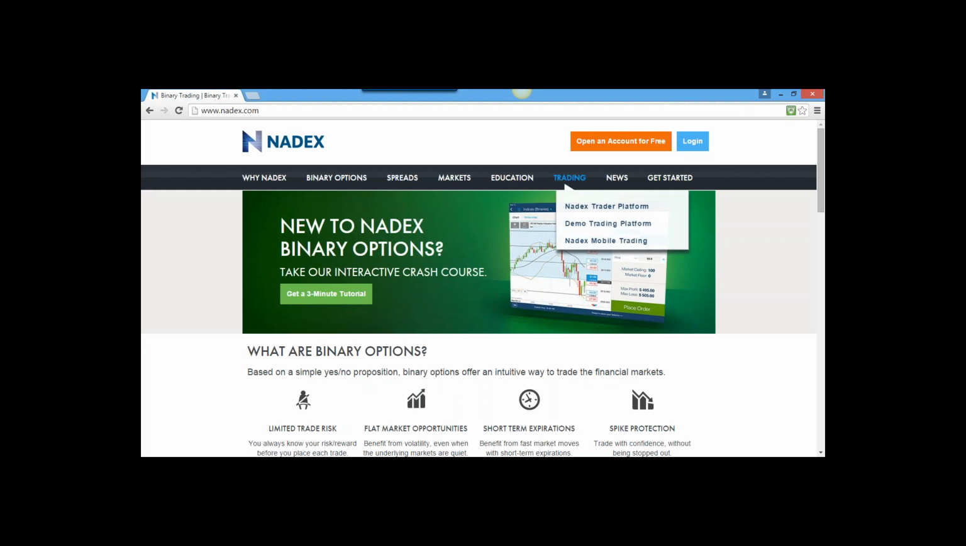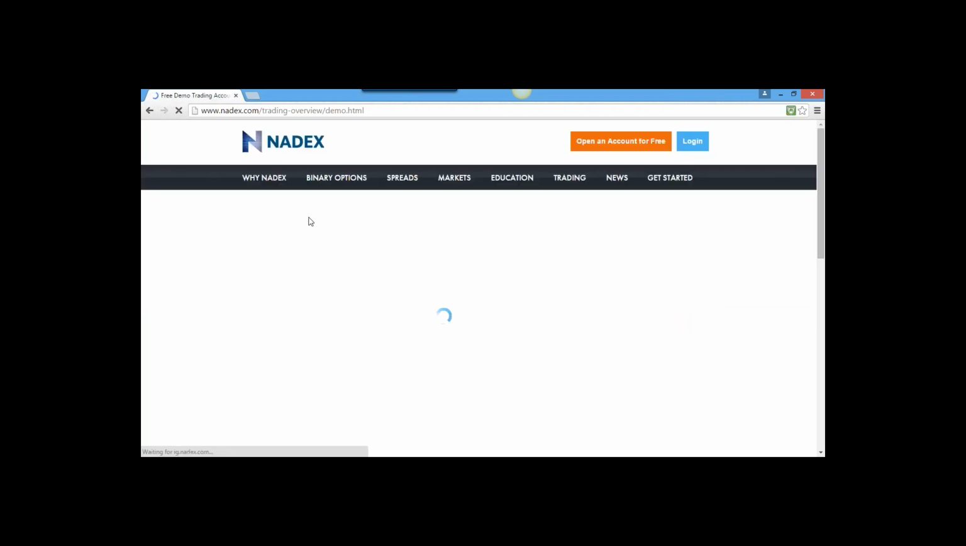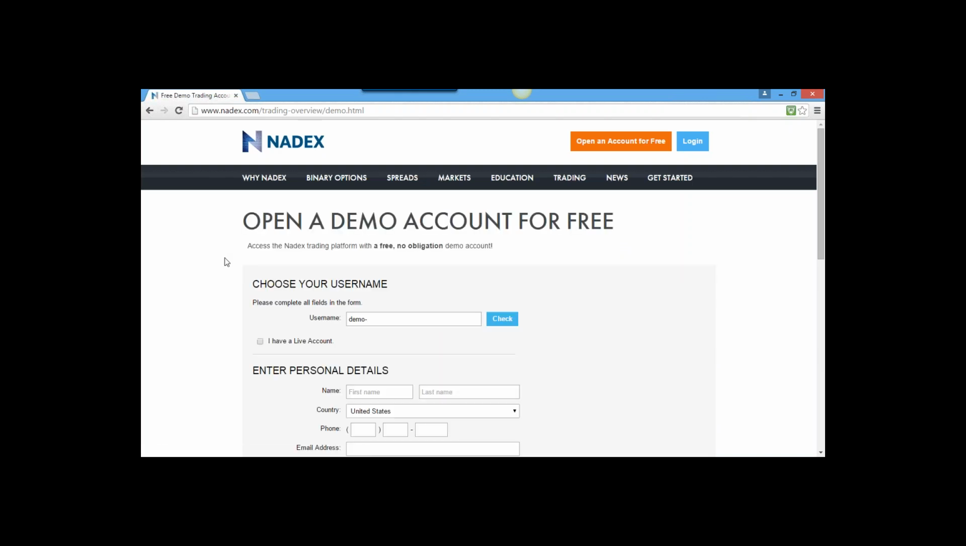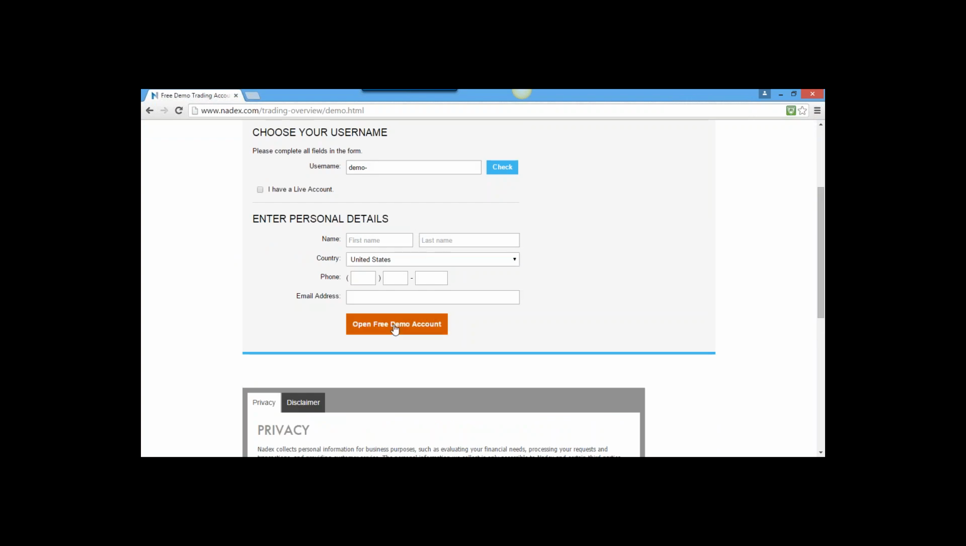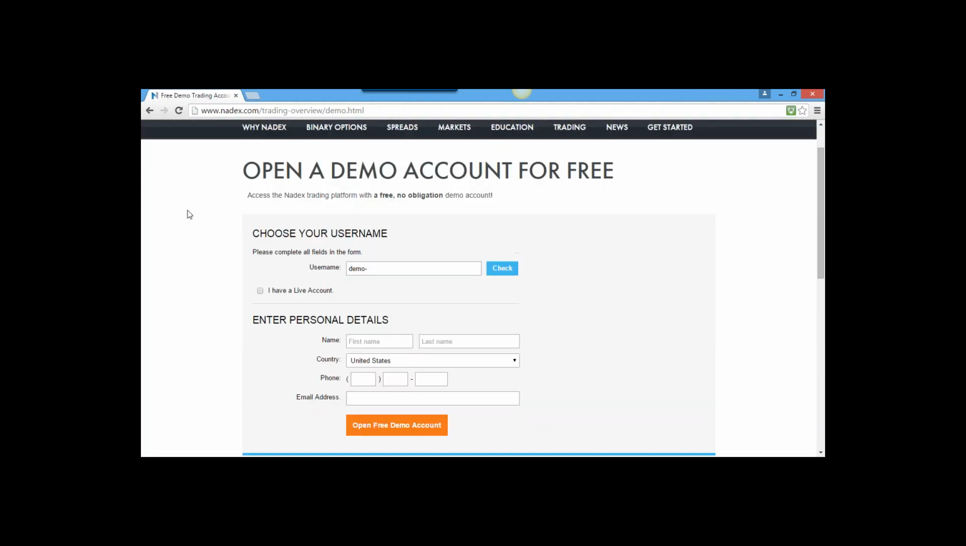I want to draw your attention right here to the trading tab. Second one down, demo trading platform. If you don't already have a demo account with Nadex, definitely get one. Get one right now if you don't have one. All you gotta do is select a username and then fill out some brief info and hit submit. In just a moment, you'll get an email from Nadex with a temporary password. You'll be able to log into a demo account. Nadex will give you a $25,000 demo account that you can play with to get familiar with the Nadex platform. I'll show you that here in just a moment.